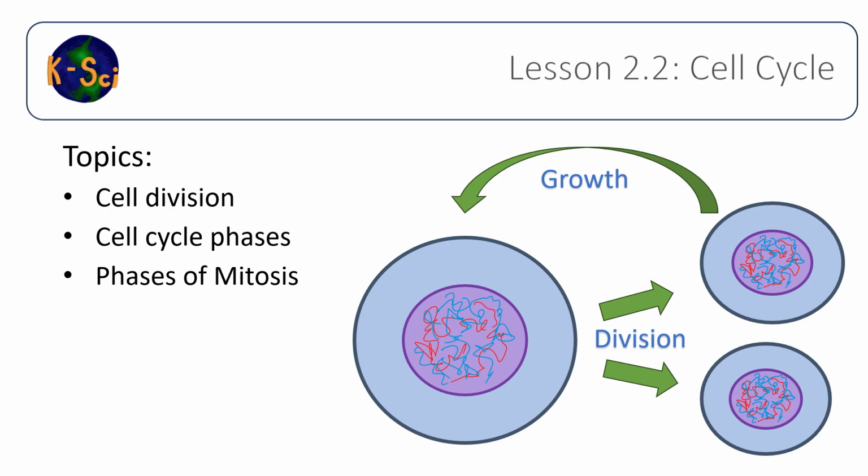Hello there! In this lesson we're going to learn about the cell cycle. The cell cycle is a pattern of growth and division that all cells follow ever since the first cells billions of years ago. So we're going to focus on cells that have nuclei, which are eukaryotic cells, but there's a similar pattern that prokaryotes follow as well.